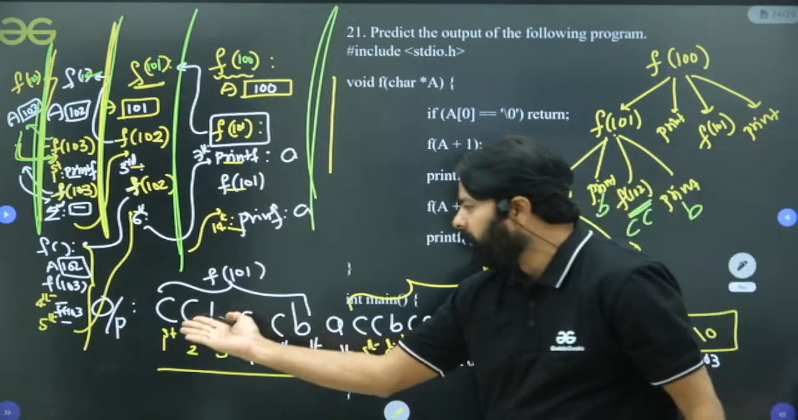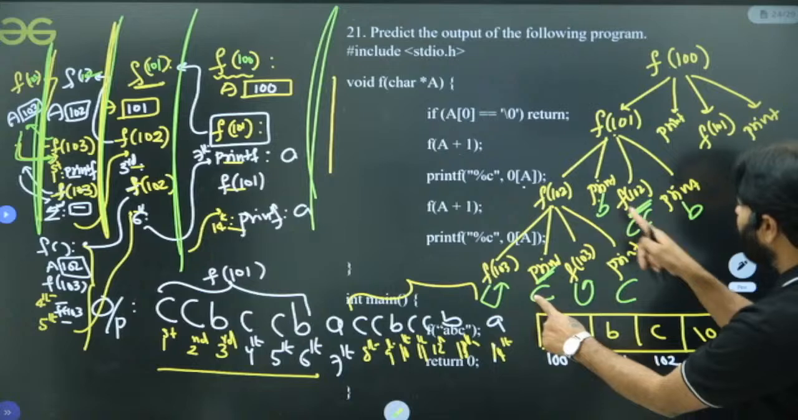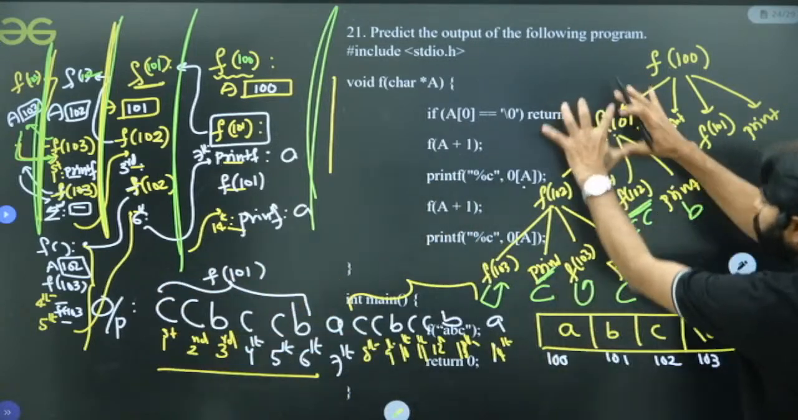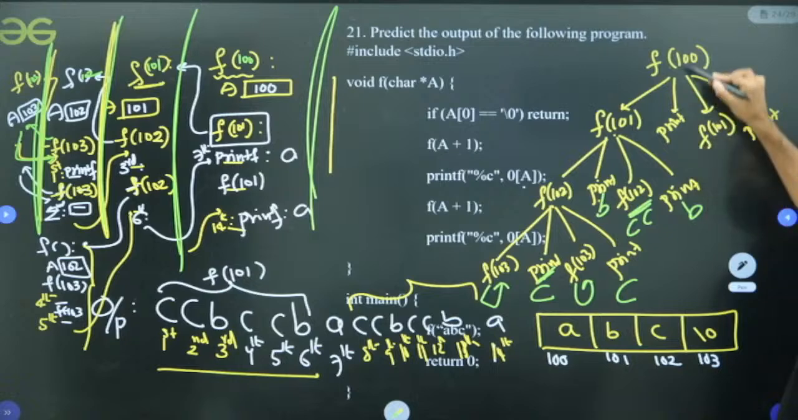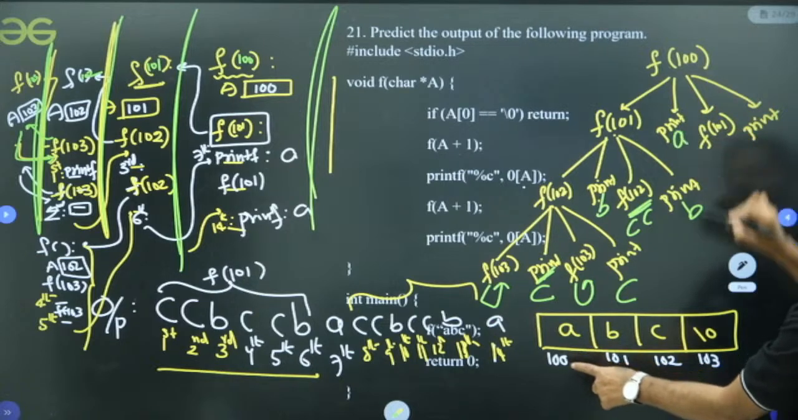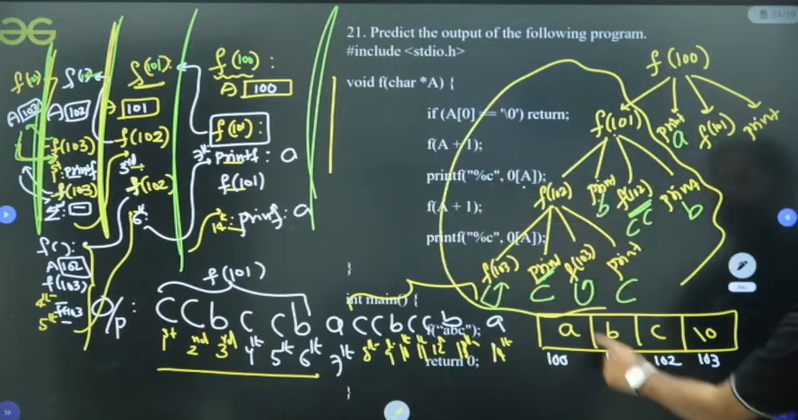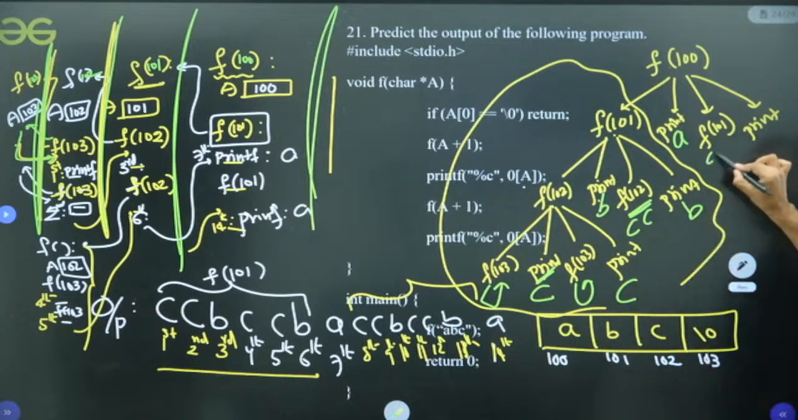That's what I did, right? C, C, B double C B. Yes or no? C, C, B double C B. This was completely the f of 101 call. And it now prints 100, that is A. And f of 101, what you have done from here to here, look at C, C, B double C B. That is going to be printed here. C, C, B double C B. And this prints A.